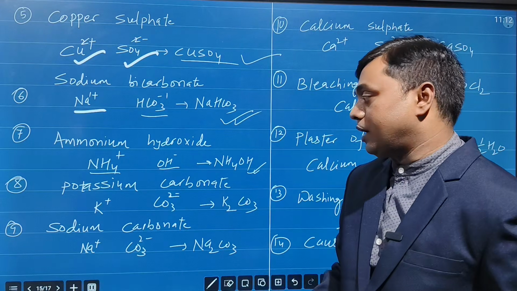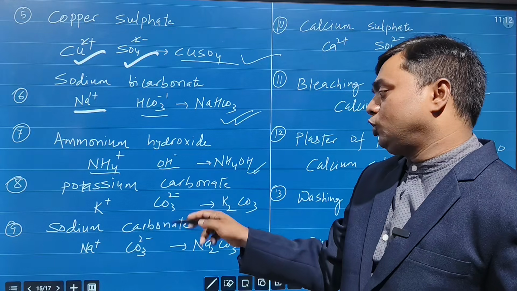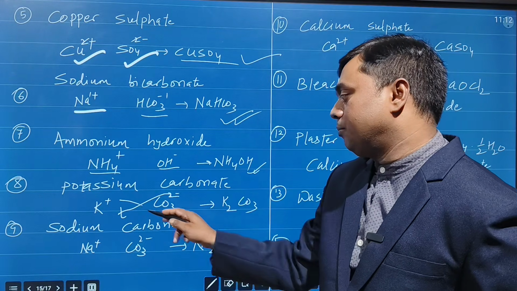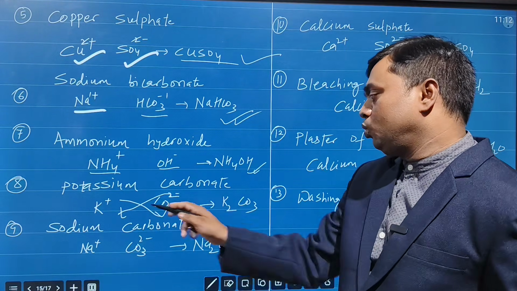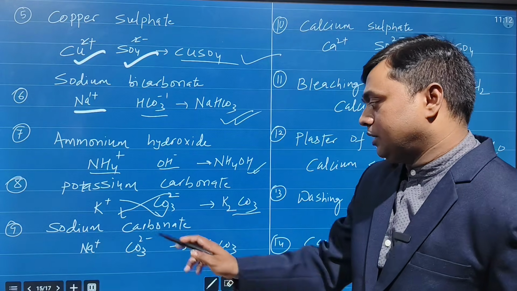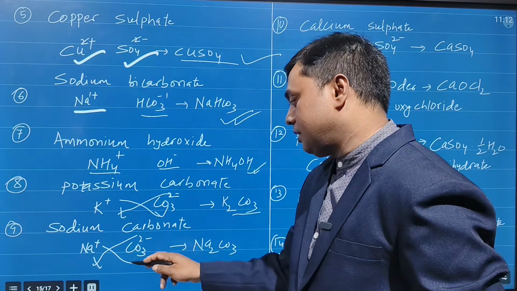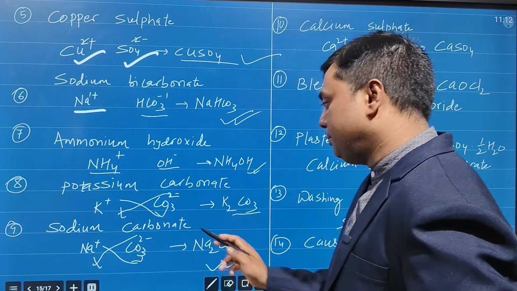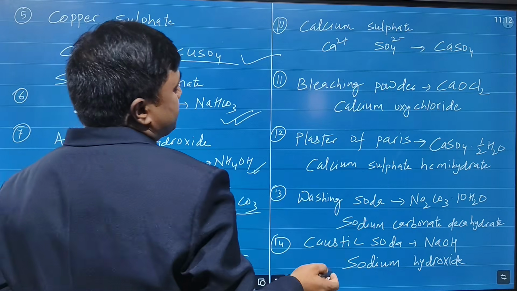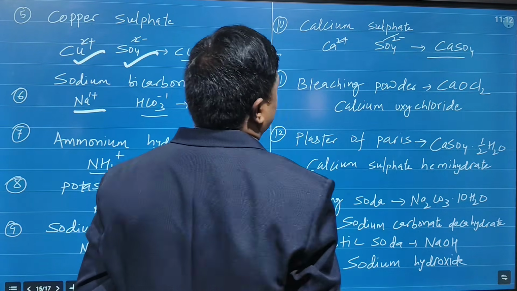Potassium carbonate, potassium K+, carbonate CO3 2-. So 2 will move here and 1 will come here, so K2CO3. Sodium carbonate Na+, CO3 2-. So 2 will move here and 1 will come here, so Na2CO3, important this one. Calcium sulfate Ca2+ SO4 2-. Plus 2 minus 2 get cancelled, so CaSO4.